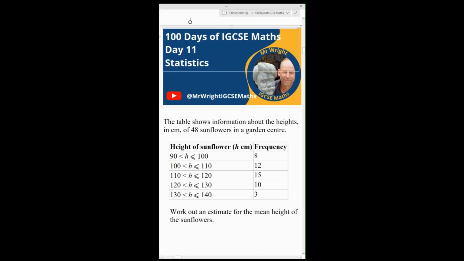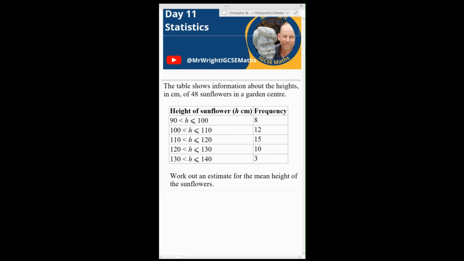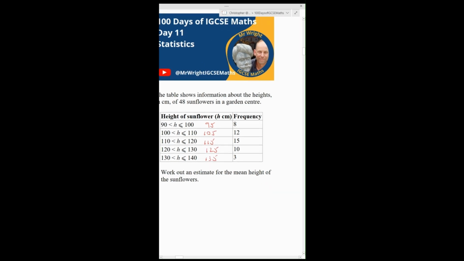It's day 11, and now's your chance to pause. Right, I'm going to mid-mad this. I'm going to find the midpoints, then I'm going to multiply, add, and divide. So the midpoints, 125, 135, multiply 95 times 8, 105 times 12, and so on. Then I'm going to add and divide.